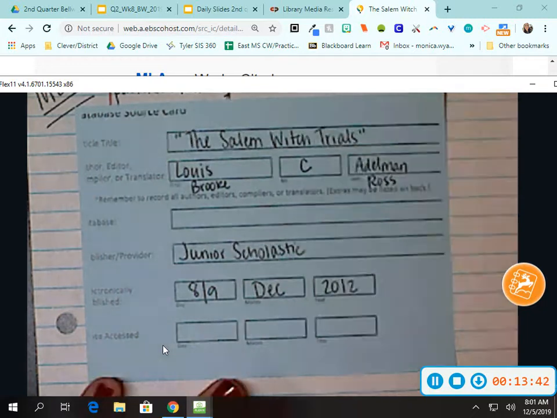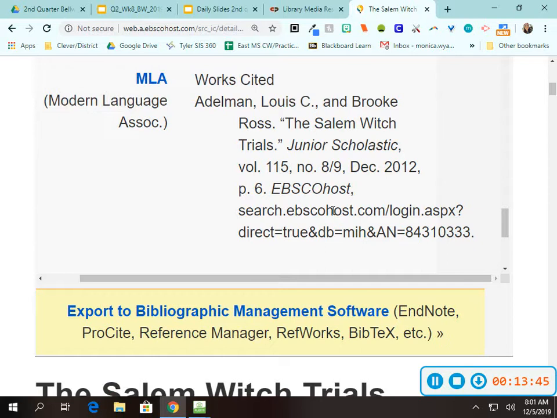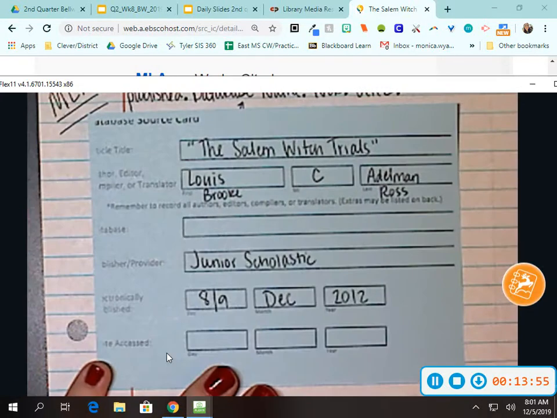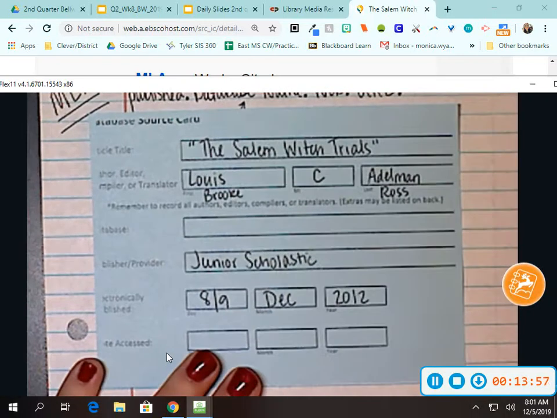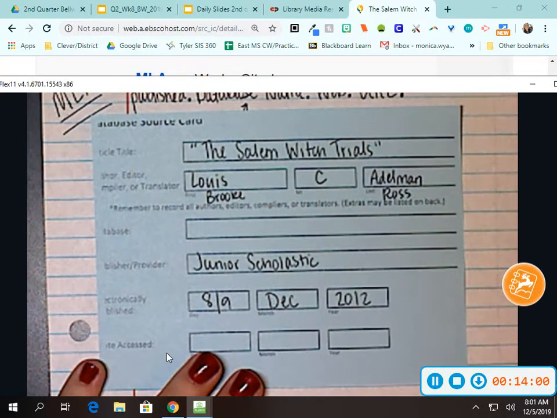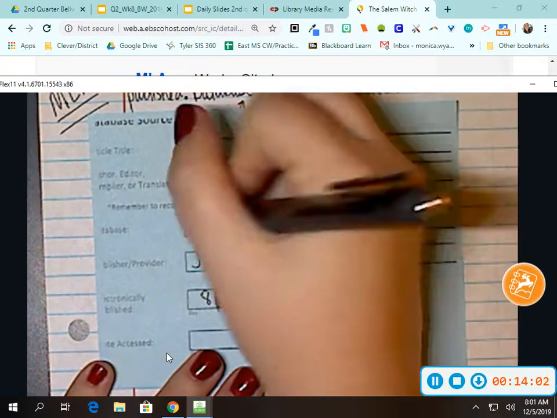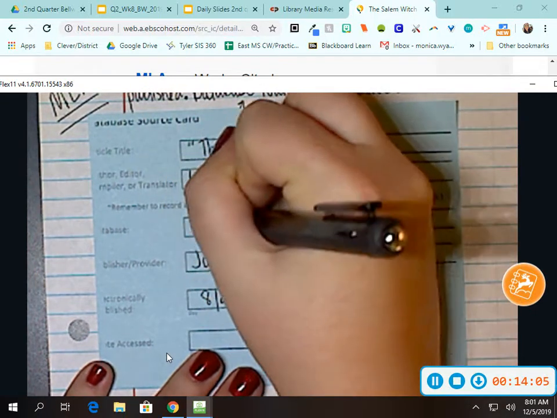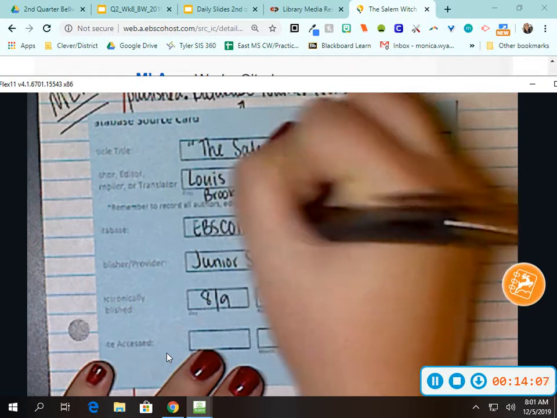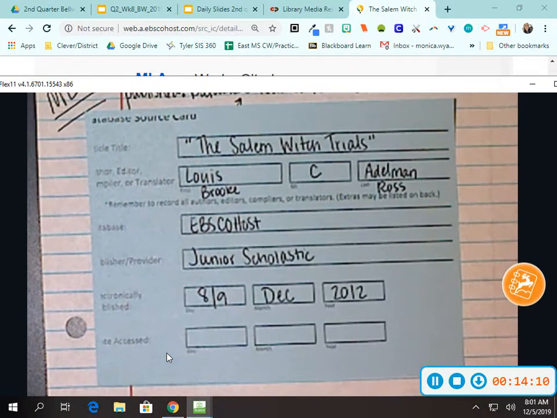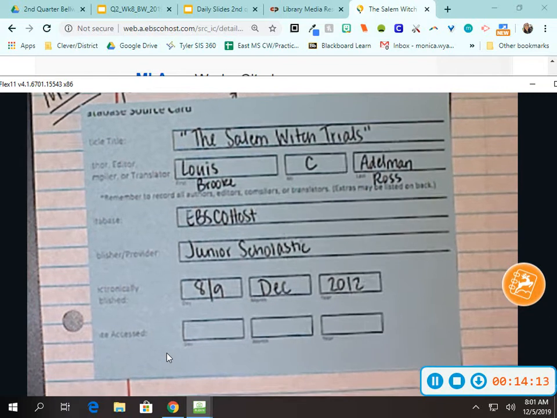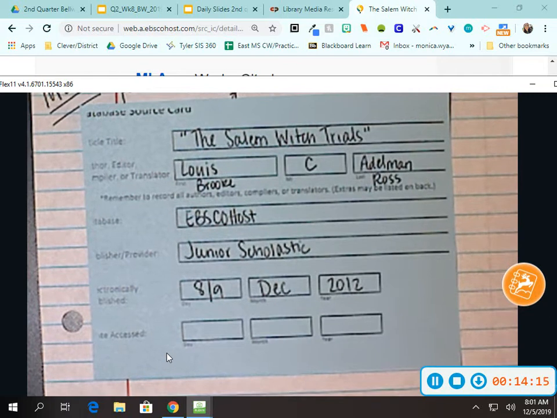Okay. Then our last thing that we're looking for is the database. Does anybody see the database? EBSCOhost. Now, a lot of times yours is going to be EBSCOhost, but not always. Don't just say, oh, I think it's going to be EBSCOhost because that's the database that I'm on. Not always. It might pull from a different database. So the database is EBSCOhost. It is very helpful. Very, very helpful.